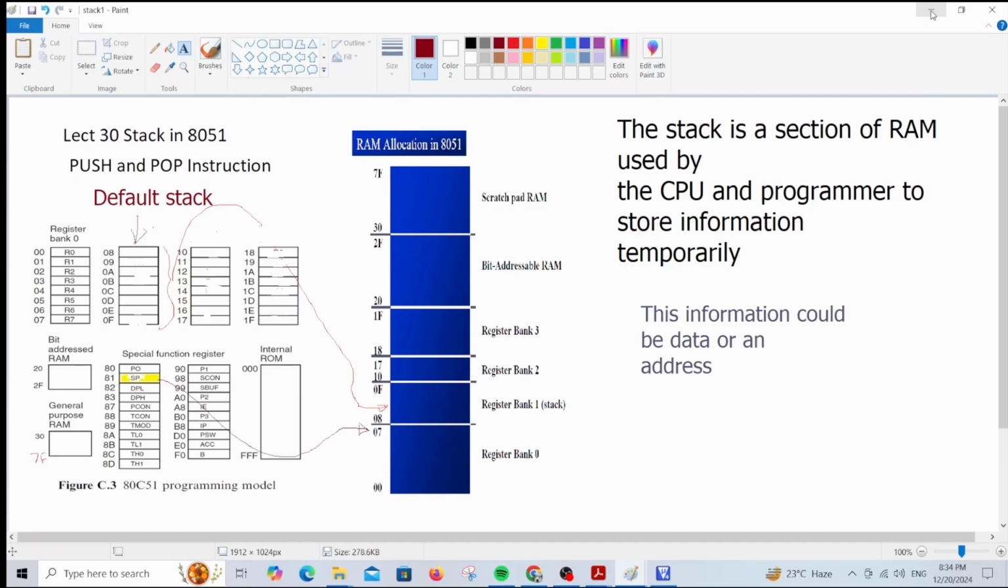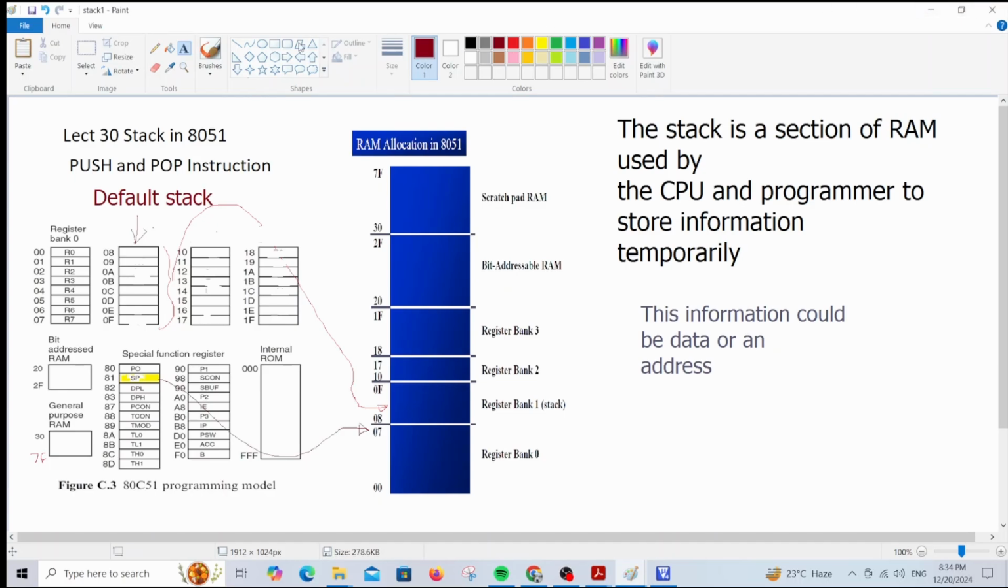Now, what is stack? Actually, stack is an area of RAM which is used by programmer and CPU. Programmer can use it to store some registers temporarily, and CPU can use it to store the addresses. Now we'll discuss how CPU uses and how programmer will use it.